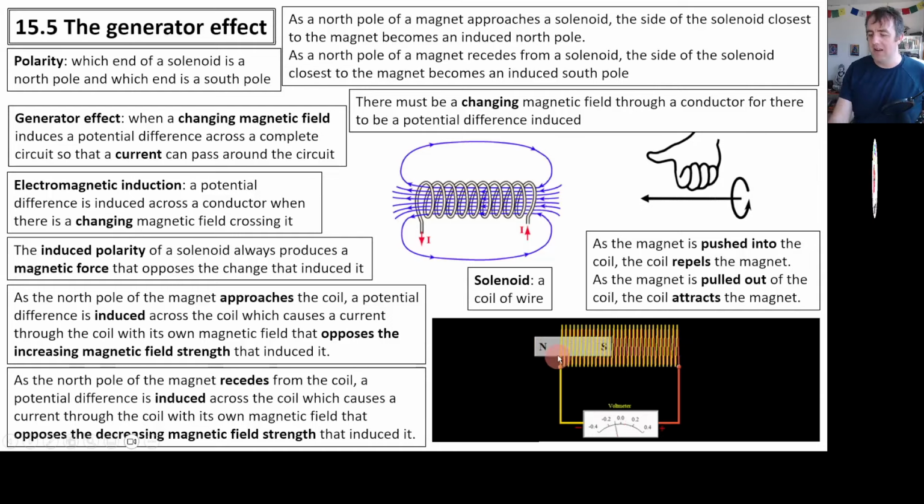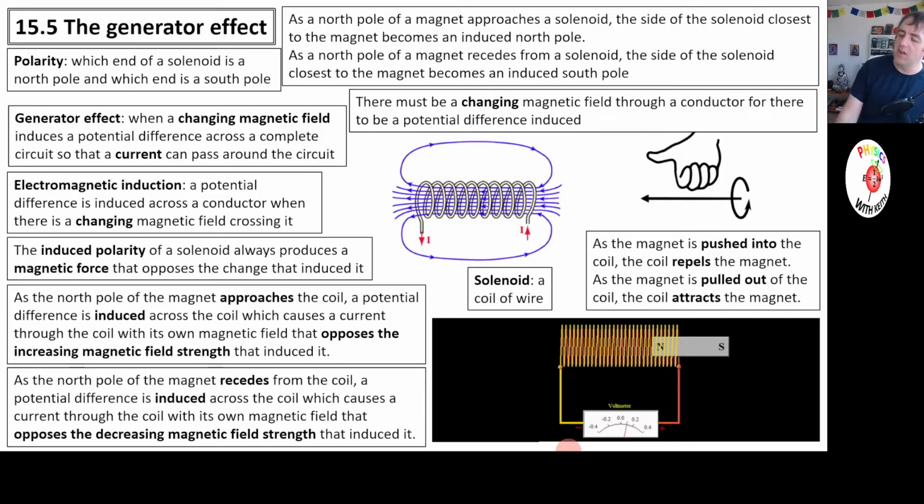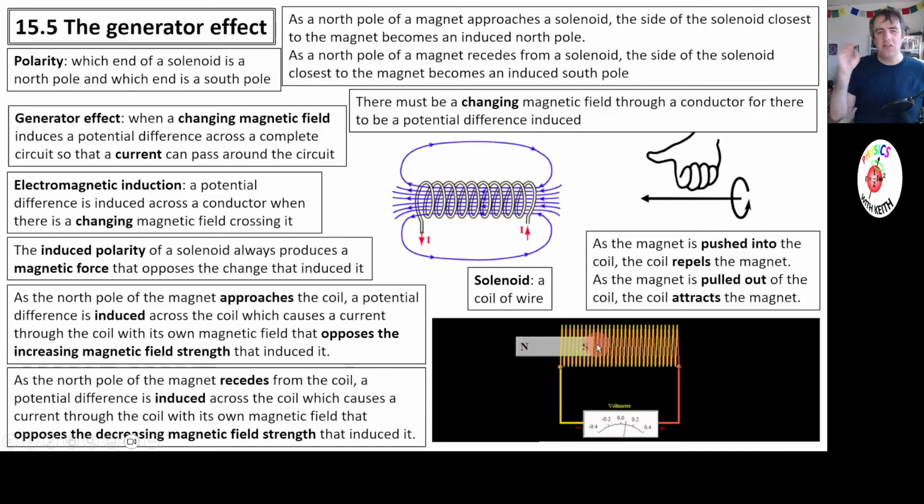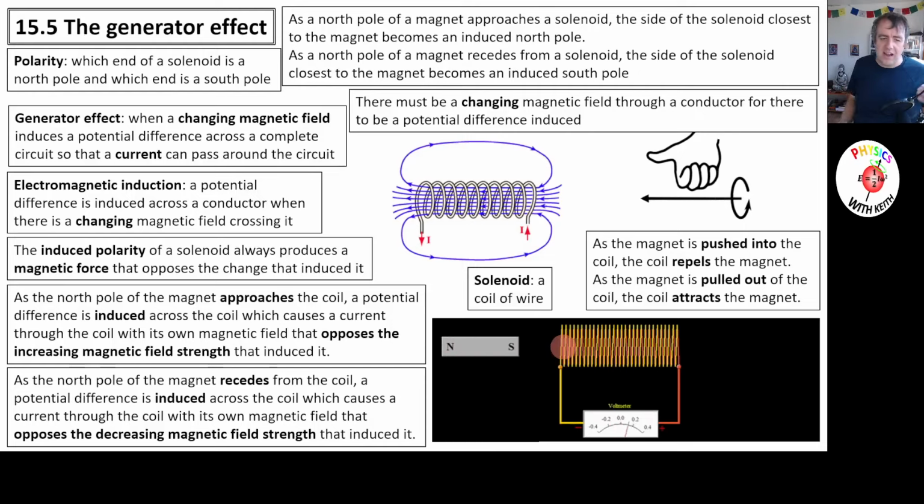If the south pole of the magnet is moving towards the solenoid, which is what's happening now, then the solenoid is going to have a potential difference induced, and if it's a complete circuit, a current that is going to have a magnetic field through that solenoid, an induced magnetic field, such that the left-hand side becomes a south pole. If I push a south pole towards the coil, the side closest to that south pole becomes a south pole.